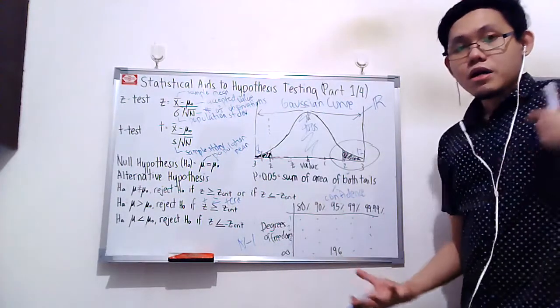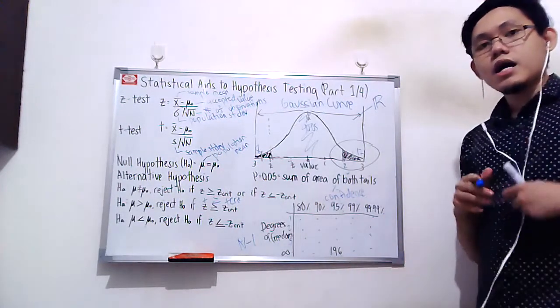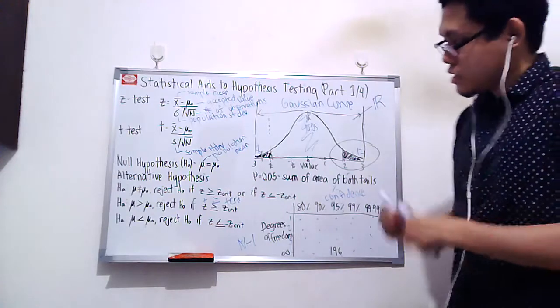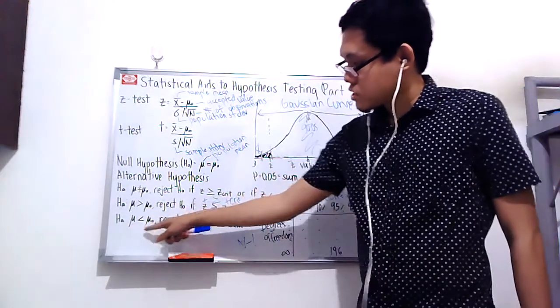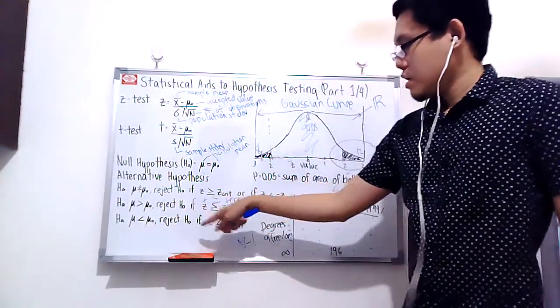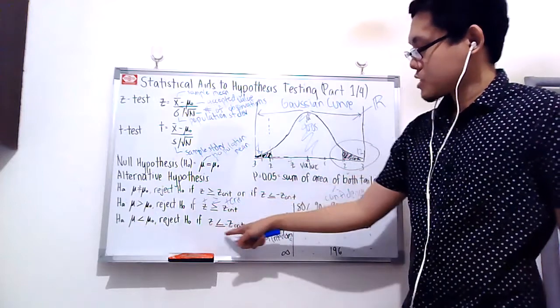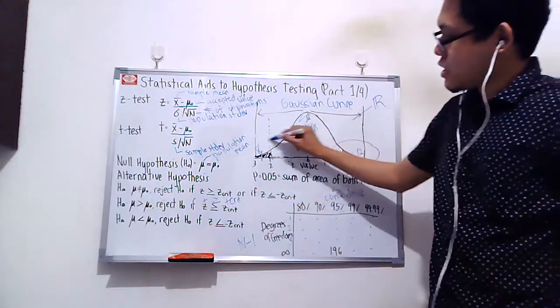So kaya ko siya pinagsama sa isang video lecture. And then, if your alternative hypothesis is mu is less than mu naught, reject H naught if Z is less than Z critical. Yan.